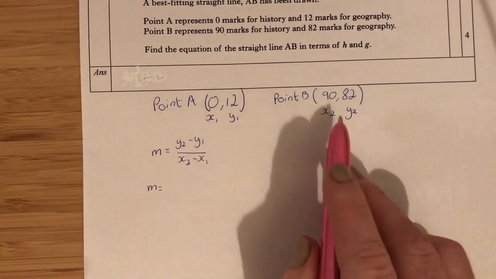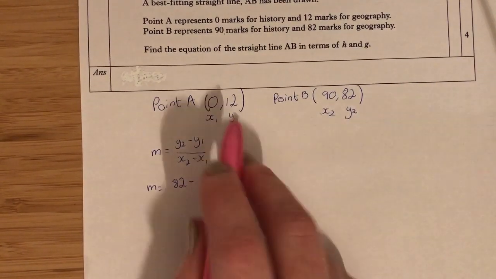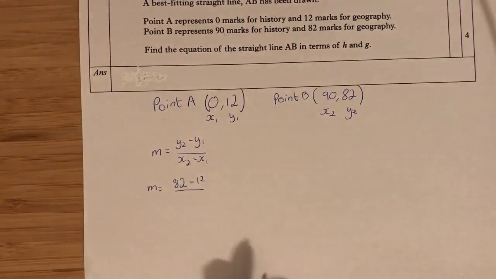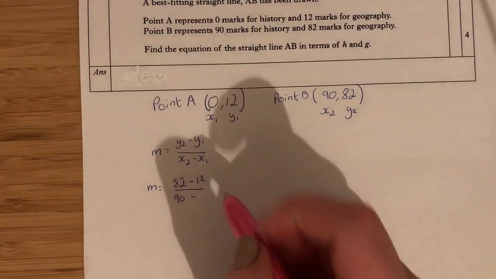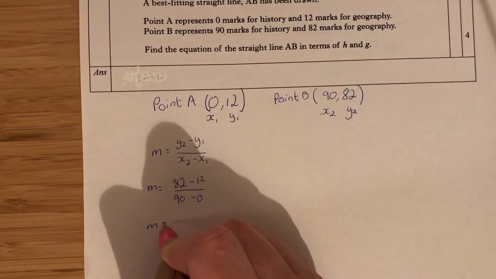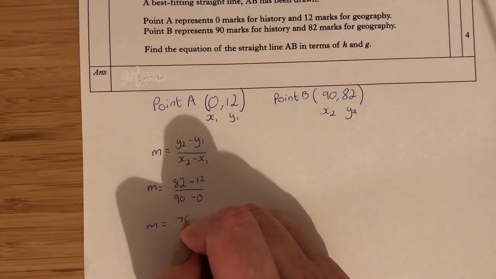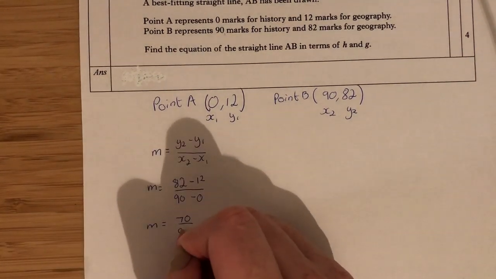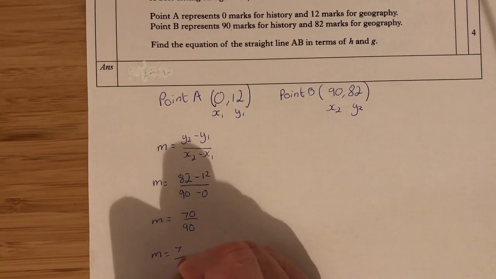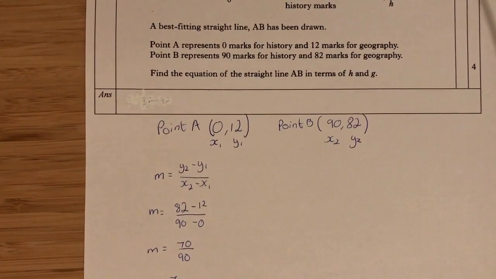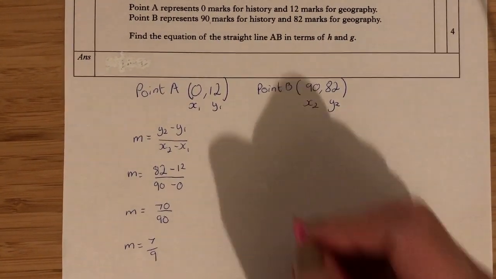So the gradient equals y2, which is 82, minus y1, which is 12, over 90 minus 0. So tidying that up, m equals 82 minus 12 is 70, over 90 minus 0 is just 90, and so therefore m equals 7 over 9. And it's best to leave it as a fraction, especially because this is actually a non-calculator paper, so we wouldn't want to simplify that any further. So m equals 7 over 9.